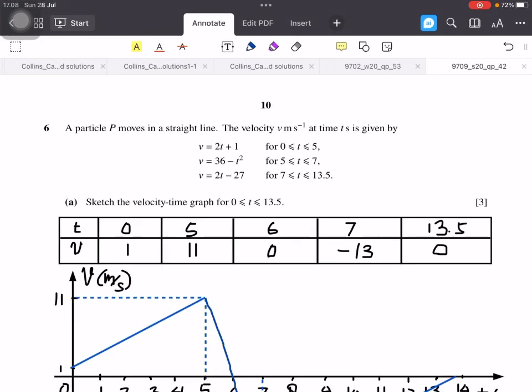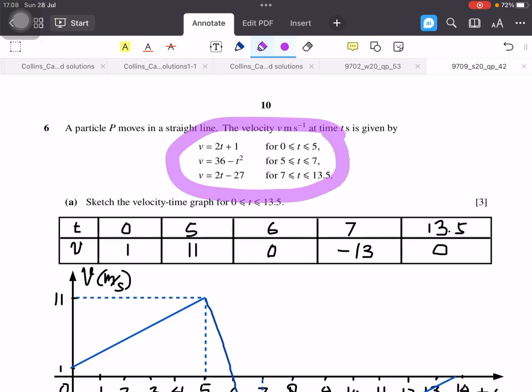This is the last question for this paper, question number 6. A particle P moves in a straight line. The velocity V meter per second at time t seconds is given by this formula. Part A: sketch the velocity time graph for 0 less than or equal to t less than or equal to 13.5.